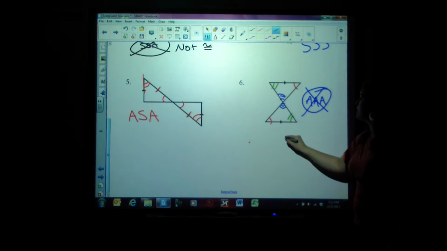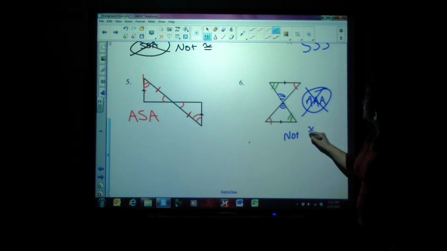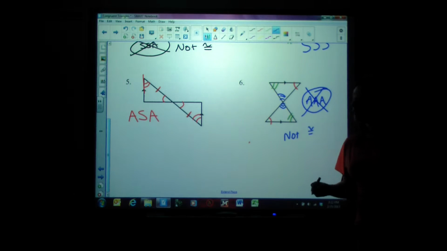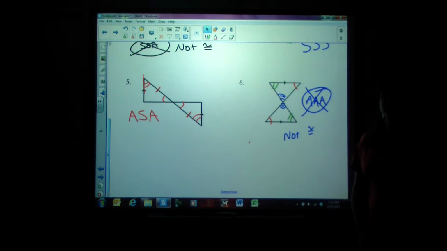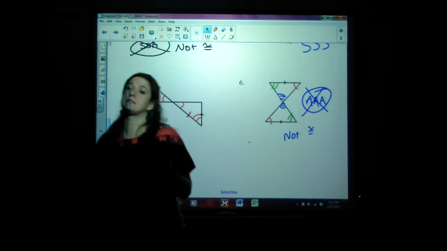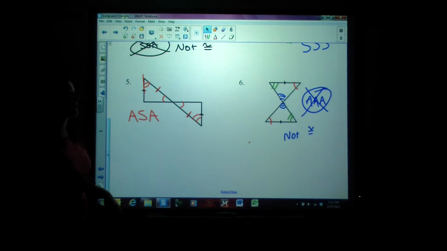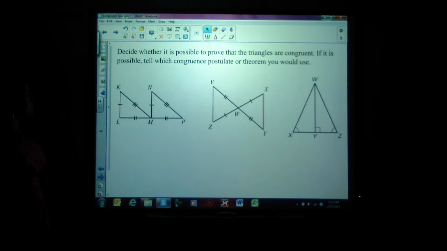So, are these triangles congruent? They are not congruent because that is not a property of congruent triangles. We have to have more information. We have to know something about a side length, and we don't in that case, so we cannot prove that they are congruent.